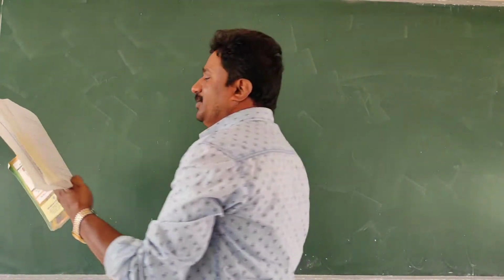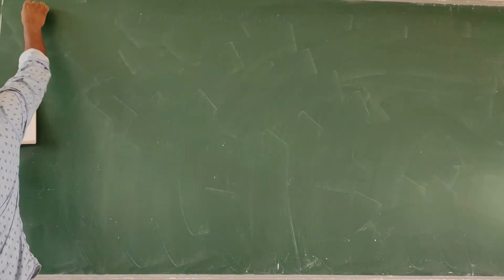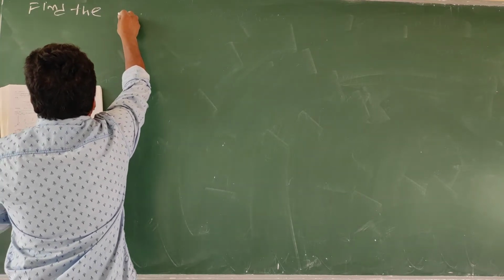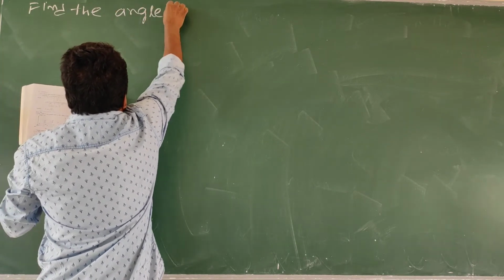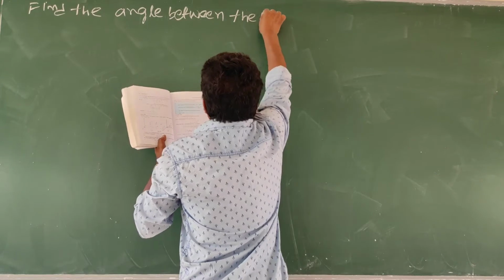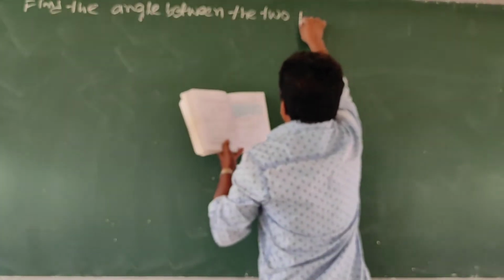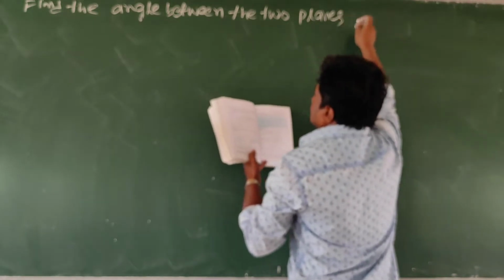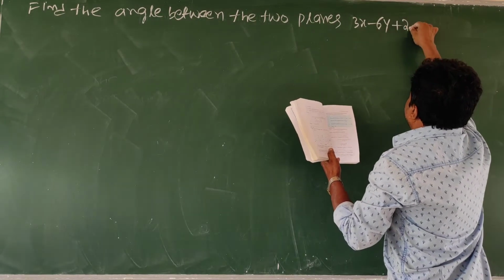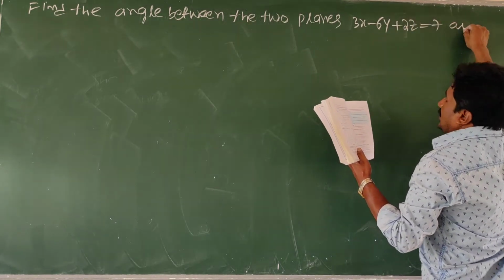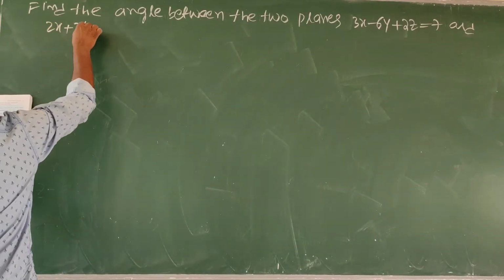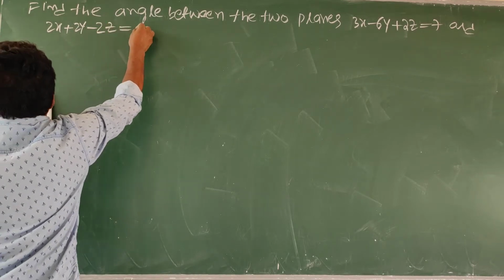Find the angle between the two planes: 3x minus 6y plus 2z is equal to 7 and 2x plus 2y minus 2z is equal to 5.